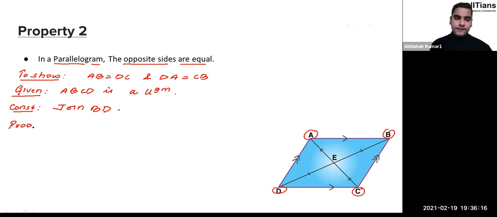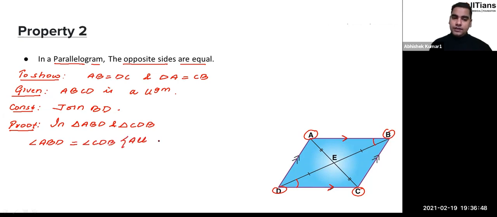Okay, so check out. In triangle ABD and triangle CDB, what will I have? This angle will be equal to this angle, corresponding angle, right? As this line is parallel to this line and DB is acting as transversal, not corresponding angle, sorry, alternate interior angle. So you have angle ABD equal to angle CDB. Okay, the reason is clear, that is alternate interior angles, right?